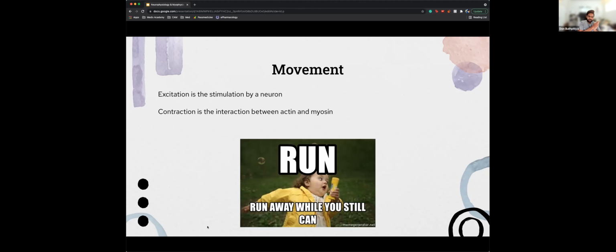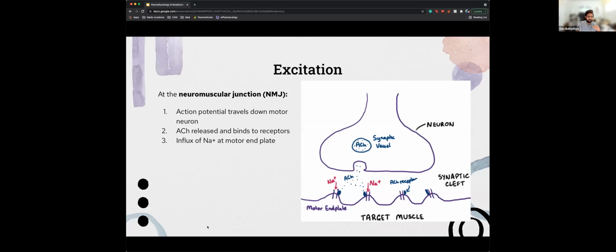So with movement, I know it's weak, but excitation is the stimulation by neurons. Remember, thinking back to Sem 1 when we did the whole stuff on action potentials. Whereas the contraction in our muscles is the interaction between actin and myosin, which are your main players when it comes to skeletal muscle contraction. I've broken up excitation and contraction into 3 different slides.